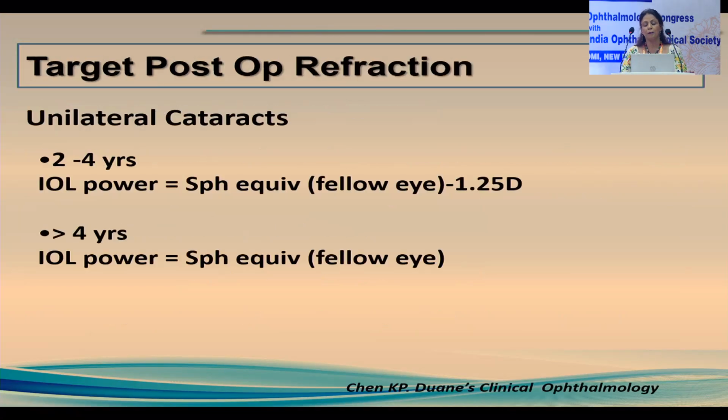So what I do in my practice is for unilateral cataracts between 2 to 4 years, normally I take a calculation of spherical equivalent of the fellow eye, minus 1.25. More than 4 years, I usually make it equivalent to the fellow eye.